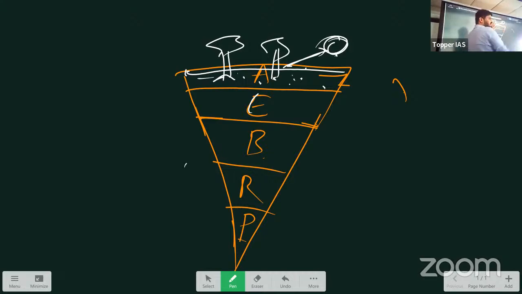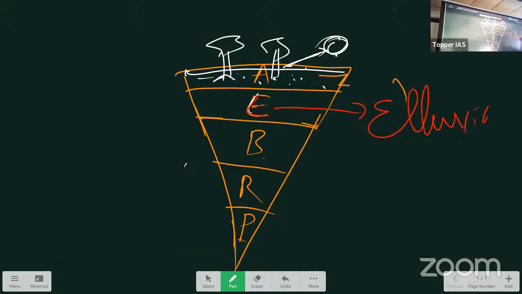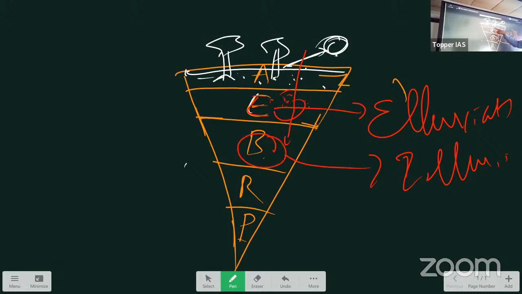Okay. Next zone is what? E is called eluviation. See, observe, what happens in eluviation? When rain water percolates like this, in this region leaching happens. Important nutrients from here get leached, and the leached material gets deposited in the B zone. So fertility here, this zone has lost all its nutrients, correct?